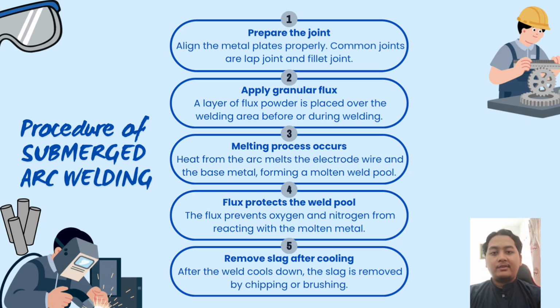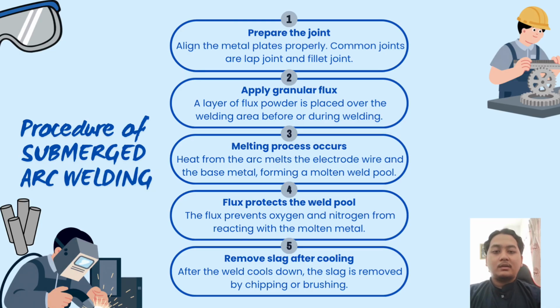I will explain 5 important steps. The first step is preparing the joint. Before welding starts, the metal plate must be positioned and aligned correctly. The joint can be a lap joint or a fillet joint, depending on the workpiece design. Proper joint preparation is very important because poor alignment can cause weak welding, uneven penetration, or welding defects. The gap between the plates also needs to be suitable so that the weld metal can fill the joint properly.